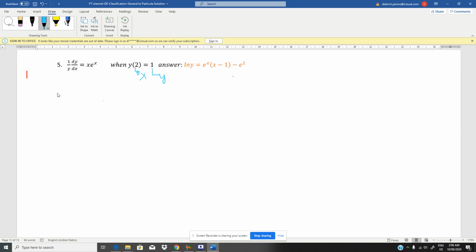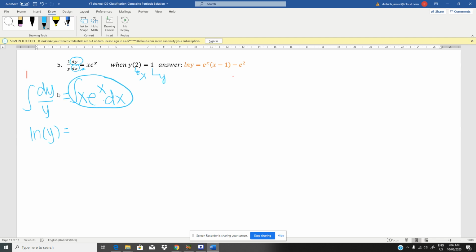So now I'll cross multiply dx to the other side, then I will retain dy on this side. So we will have dy over y is equal to x e to the x dx. As you can see, we can now integrate both sides. Integrating both sides, we know that the integral of dy over y is equivalent to ln of y, is equal to the integral of this.